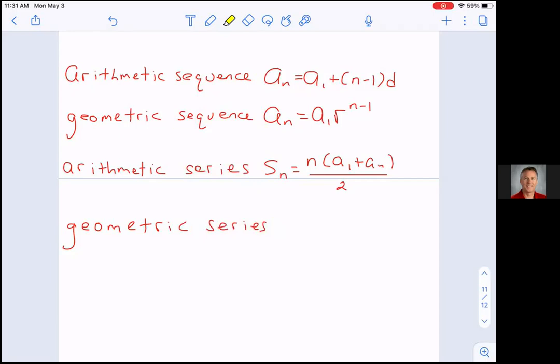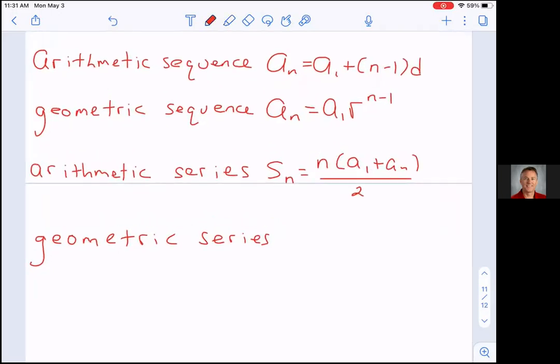Okay, so you first determine whether your string of numbers is arithmetic or geometric. And then once you figure that out, is it a sequence or is it a series? And then you would know from there which of the 4 formulas we are going to work with to be able to figure out our problem.